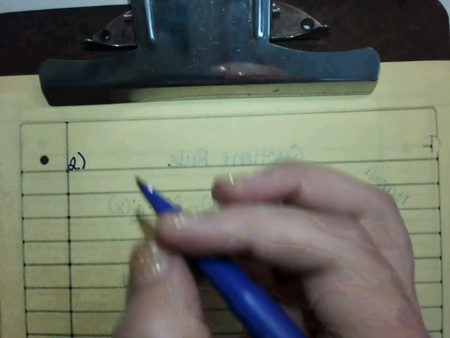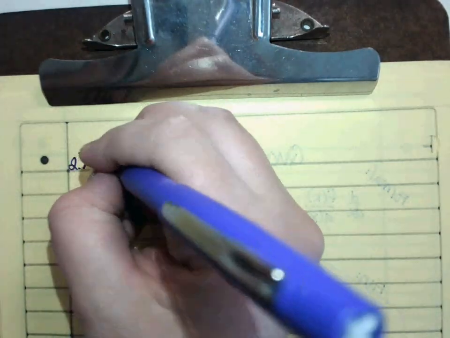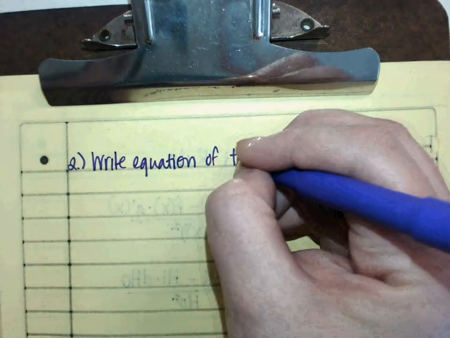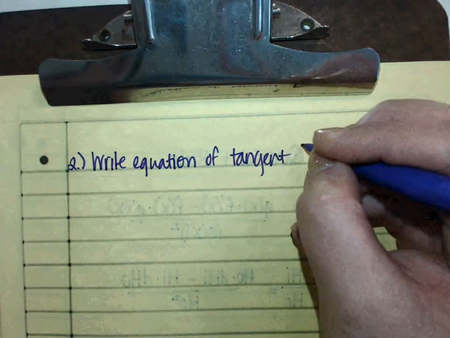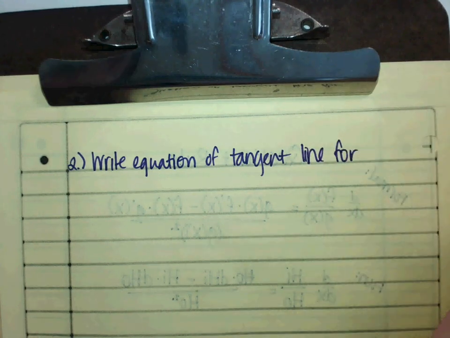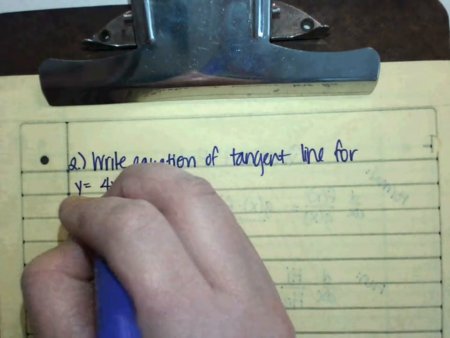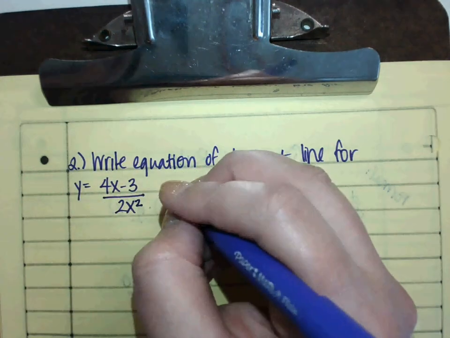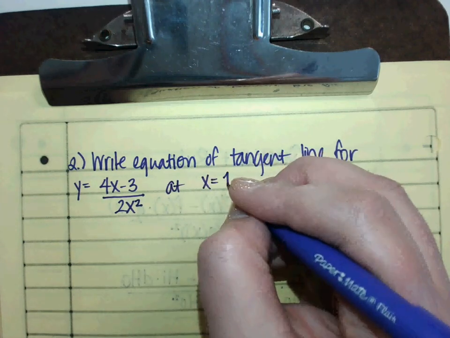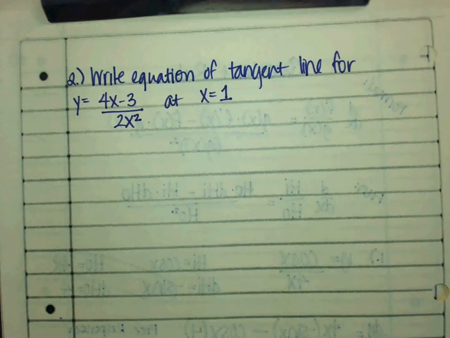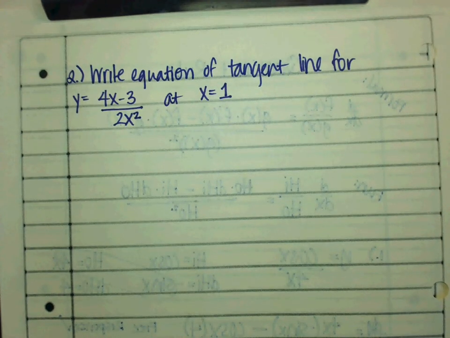So that was 1. Here's number 2 for quotient rule. Your equation is going to be the equation of the tangent line for y equals 4x minus 3 over 2x squared at x equals 1. Okay, what 2 pieces do you need for an equation of a tangent line? Point and slope. Point and a slope.